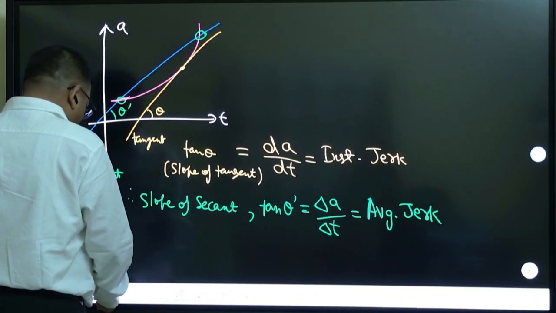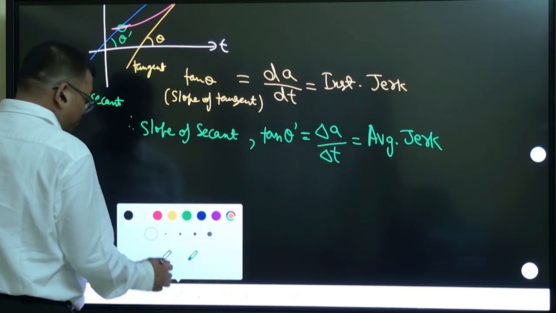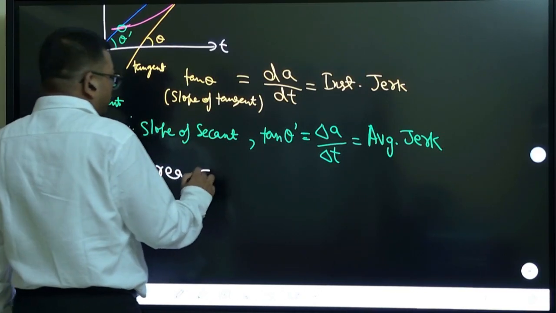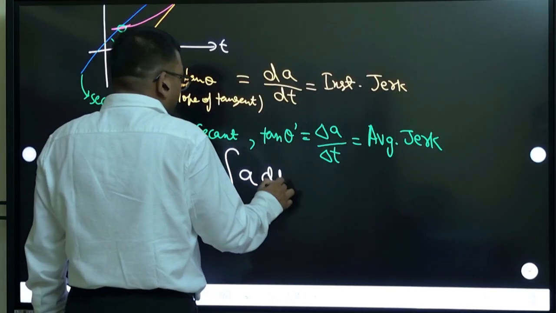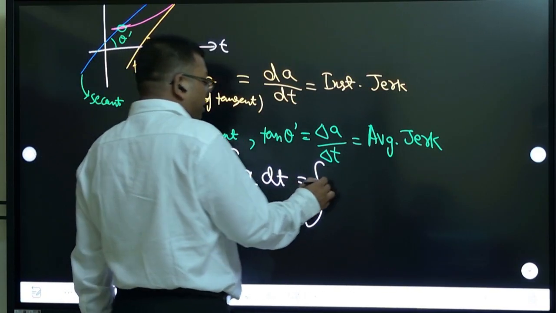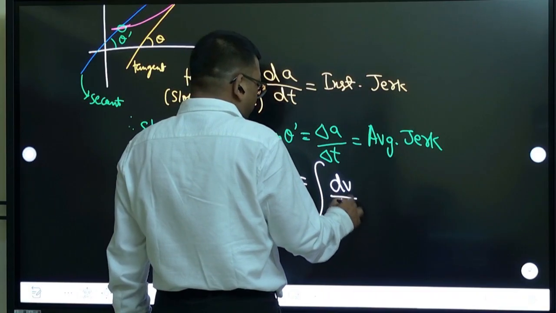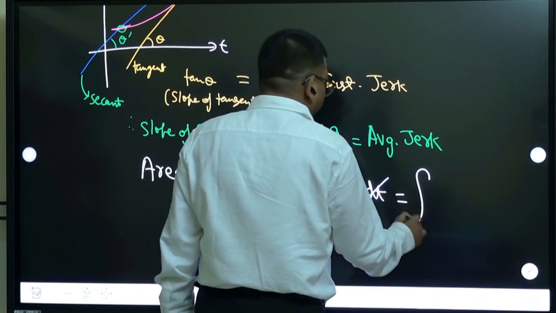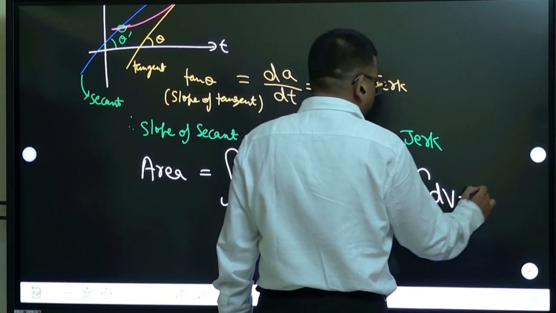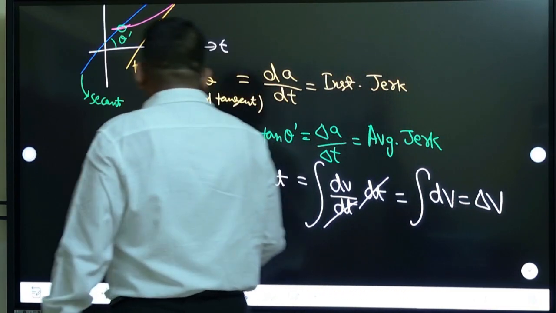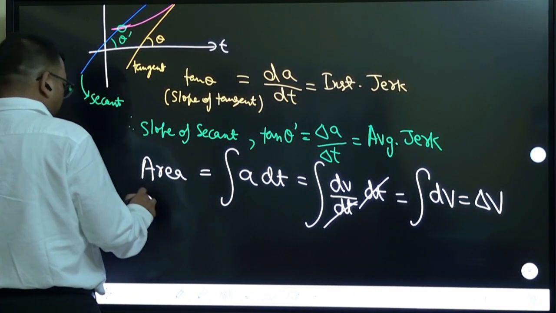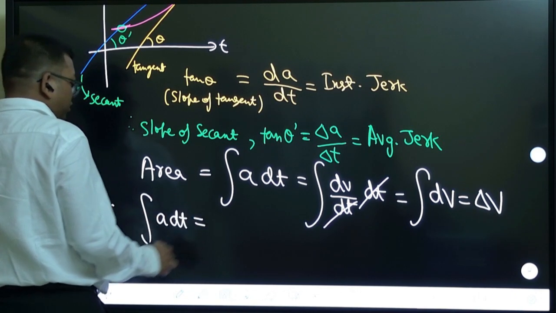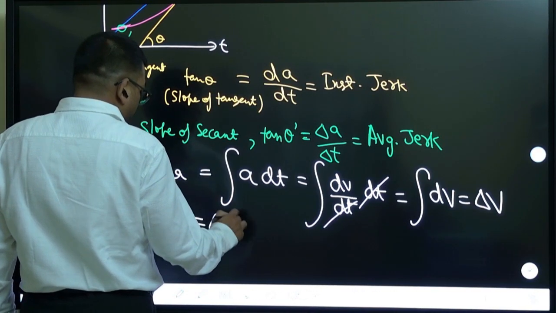Okay, but what about the area under the graph? Let us take the area. What is the meaning of area? In this graph, it is a dt, and acceleration can be written as dv by dt. dt will get cancelled. So actually, it is integration of dv, which gives us delta v, change of velocity. So note that the area under the acceleration time graph, integration of a dt, will give change of velocity.